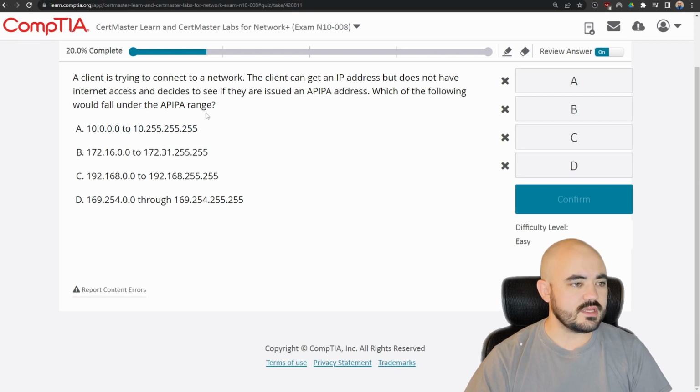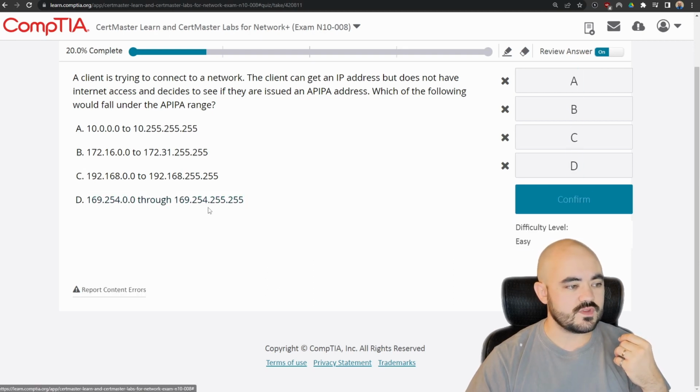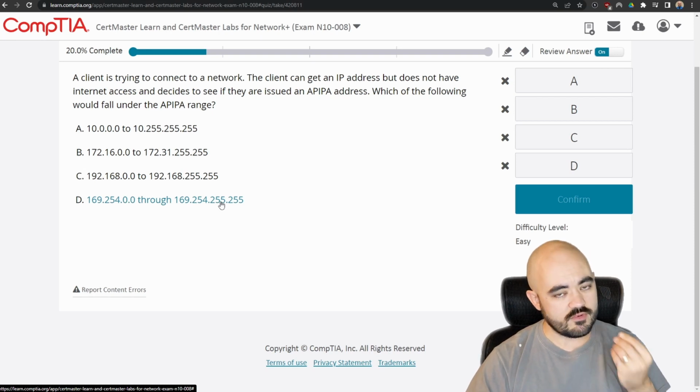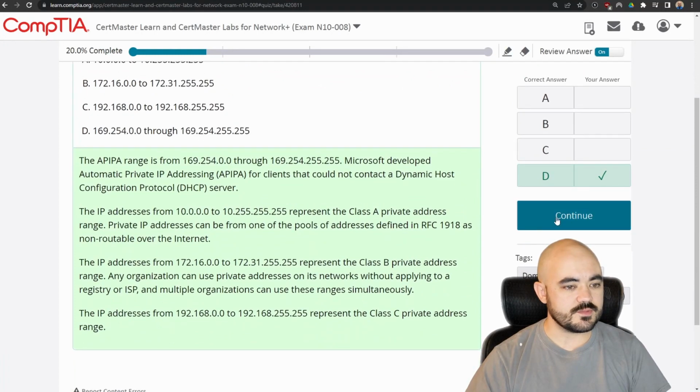And so basically, if the computer cannot contact a DHCP server and it has not been assigned a static IP address, then it will automatically assign itself a private IP address. And this range is 169.254.0.0 through 169.254.255.255. This is something I memorized with a flashcard. So just something you should know. And also the concept behind it about the whole DHCP server not being reached. That is very important when it comes to a troubleshooting question or a performance-based question. So let's check that answer, and that answer is correct. Here are the explanations.